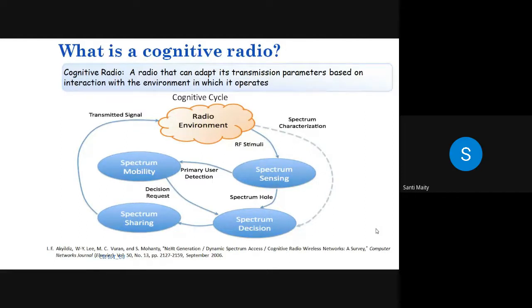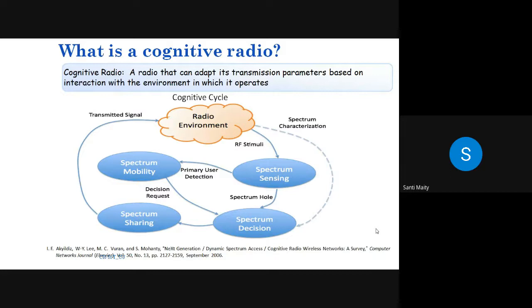It senses whether there is a licensed user, and if the licensed user is communicating, it will sense its signal. And it will make a hypothesis decision, a binary hypothesis, whether the primary user is transmitting right at that time or not. So it makes a spectrum decision. If it finds that the spectrum is not currently being used by the licensed user, it will use it as a spectral hole. And then it shares the spectrum.